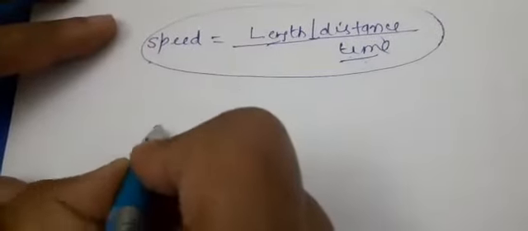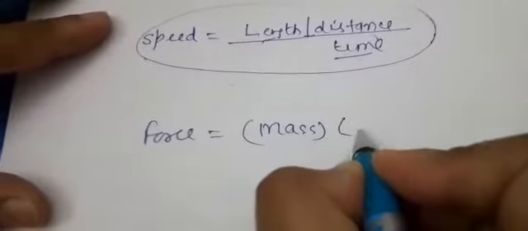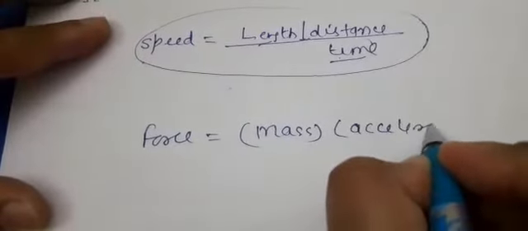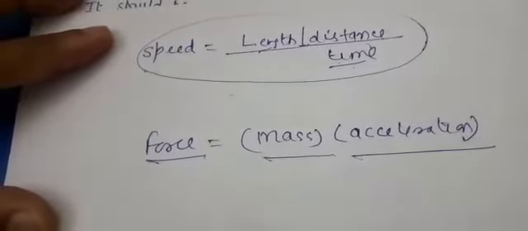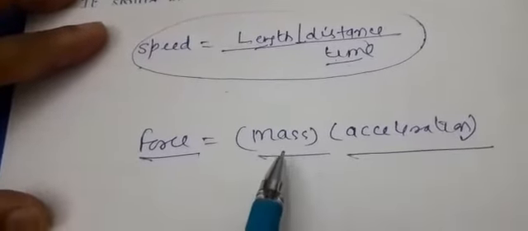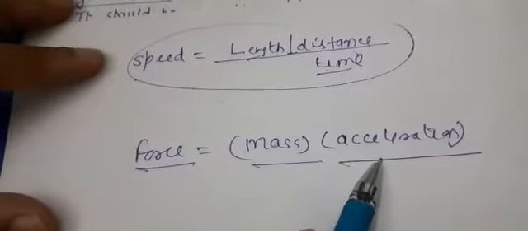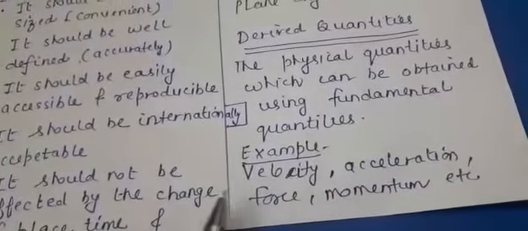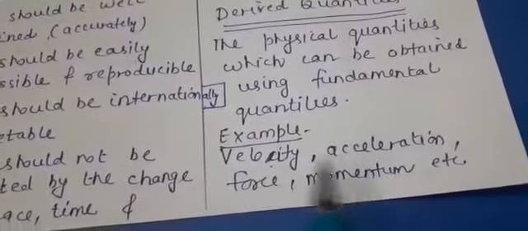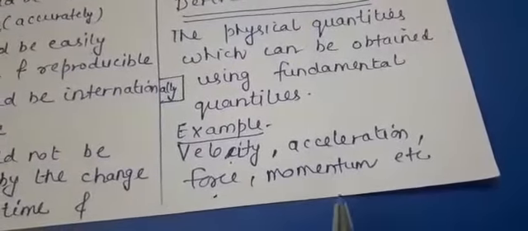Likewise, we can take force. This is obtained as mass into acceleration. So it is obtained by combining these two quantities, out of which mass is a fundamental quantity and acceleration itself is again a derived quantity. So derived quantities are those which can be obtained using fundamental quantities. Examples: velocity, acceleration, force, momentum, impulse, and many more quantities.